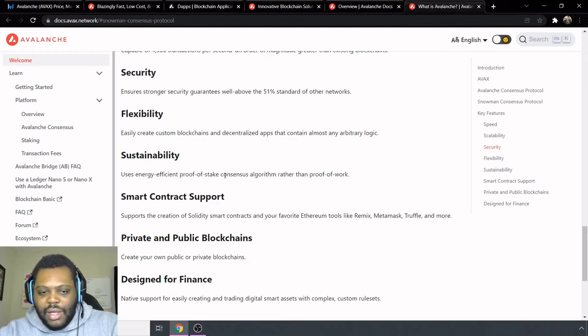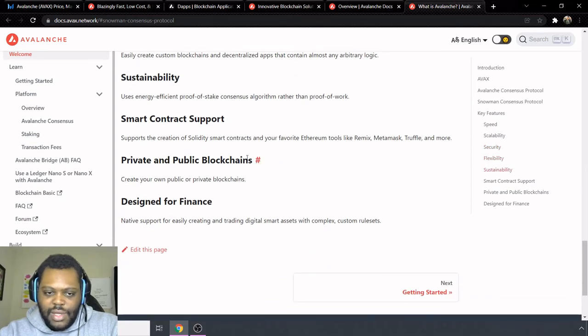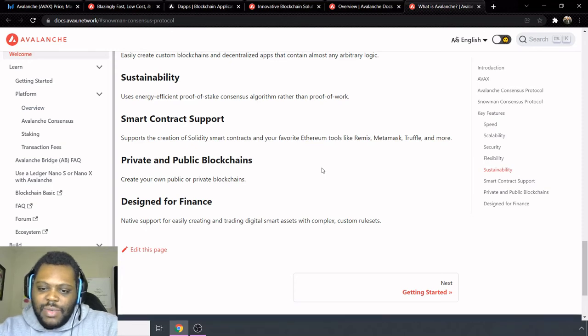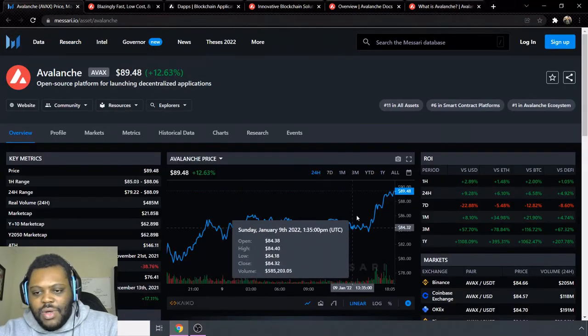And that was proved by the first graphic that I showed at the beginning of the video, especially showing how it's CPU optimized, which is definitely going to be something to look forward to, a very high advantage to Avalanche. Next, you have smart contract support. It supports the creation of Solidity smart contracts and your favorite Ethereum tools like Remix, MetaMask, Truffle, and more. Private and public blockchains: create your own public or private blockchains. And then designed for finance: native support for easily creating and trading digital smart assets with complex custom rule sets.